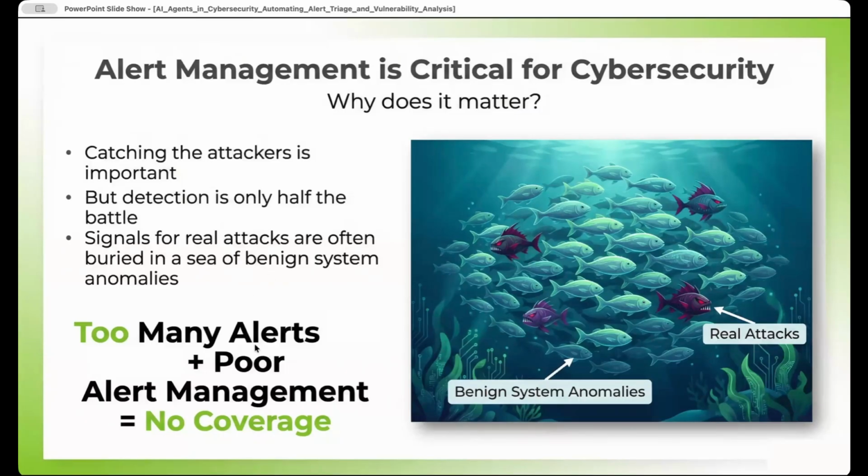Usually if the system gets too many alerts, and you don't have very good alert management, it means no coverage. For cybersecurity, it's basically too many alerts, and you don't know which one to specifically pay attention to or take care of. And it may involve lots of time and human effort to figure out what is exactly happening.